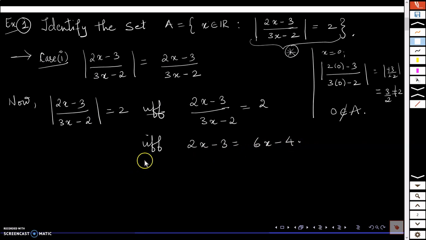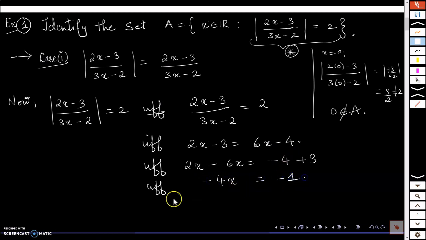Let's simplify this. That is going to happen if and only if I transfer this 6x to this side and transfer this 4 to that side, so minus 4, plus, I transfer the 3 to this side. So that is going to happen if and only if this is minus 4x and this is minus 1. And that is going to happen if and only if I can cancel out the negatives, and that is going to happen if and only if x is equal to 1 by 4.